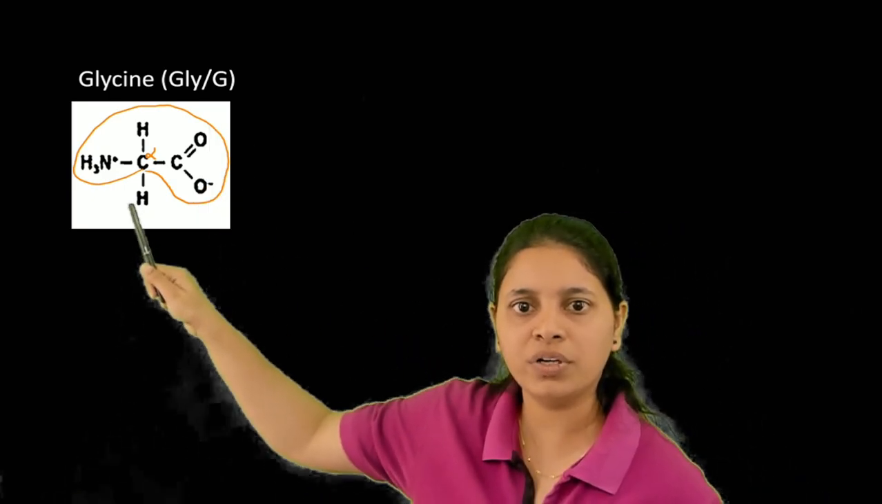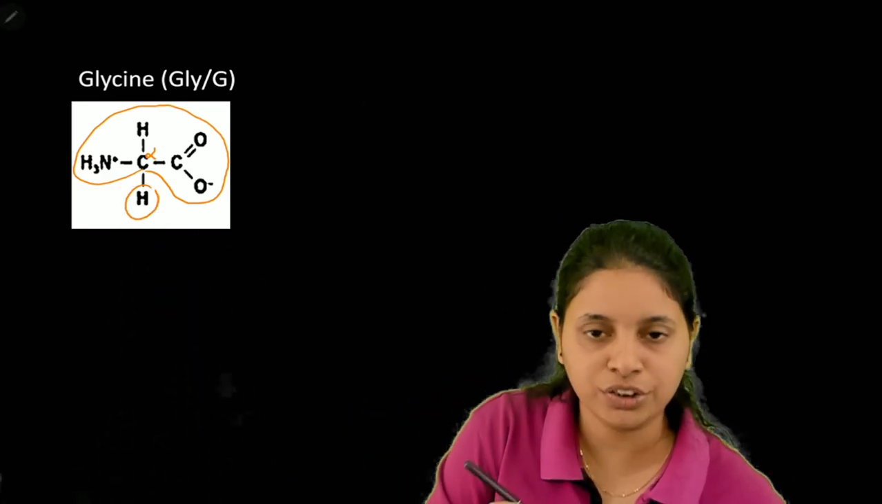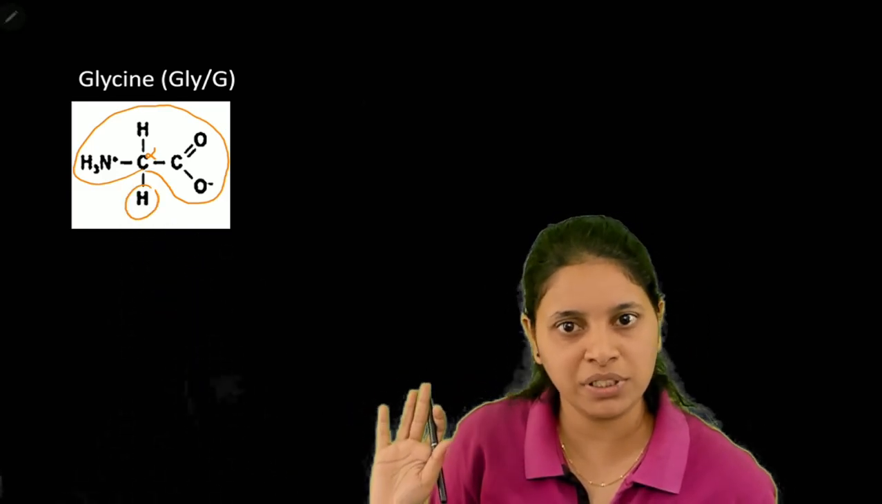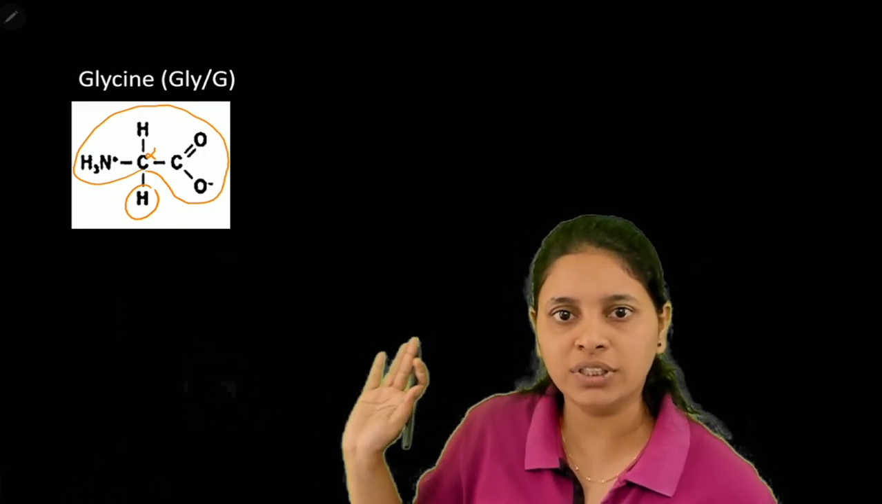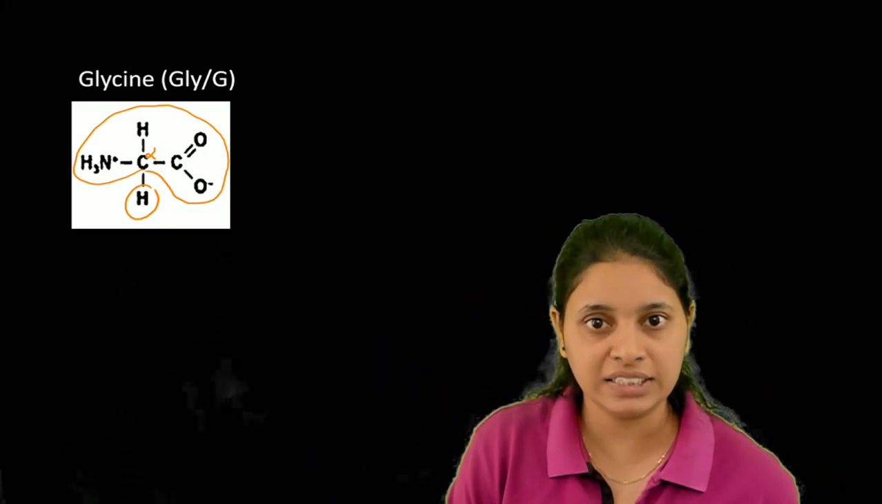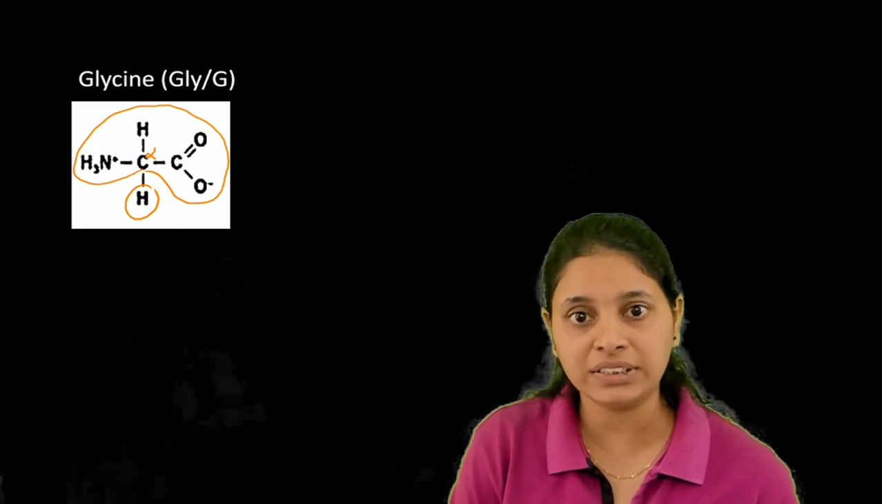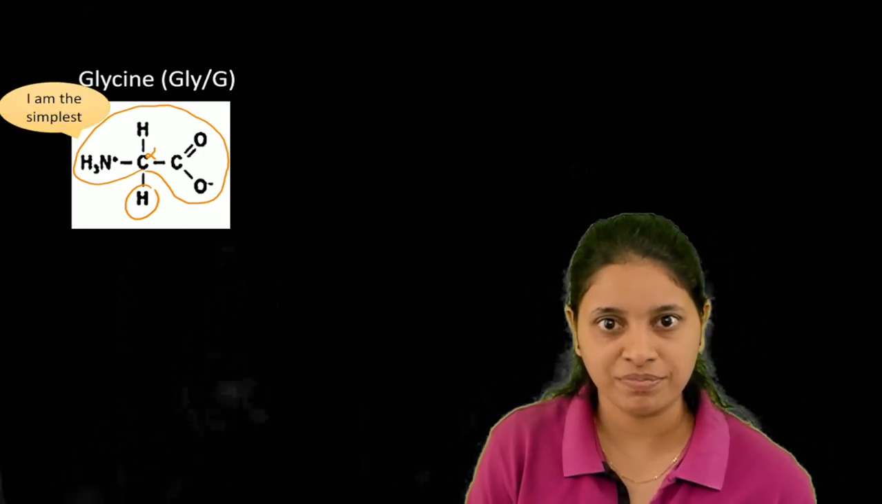Now this here over here is the R group. And what's the R group here? H, right? The simplest possible thing which we can attach here, H. So this is the simplest amino acid, glycine, right? Very important point. The simplest amino acid is glycine.